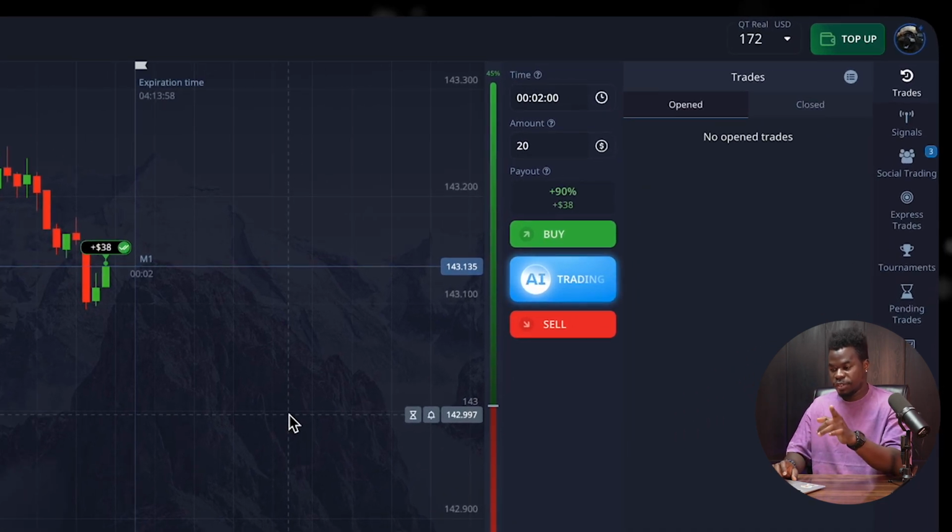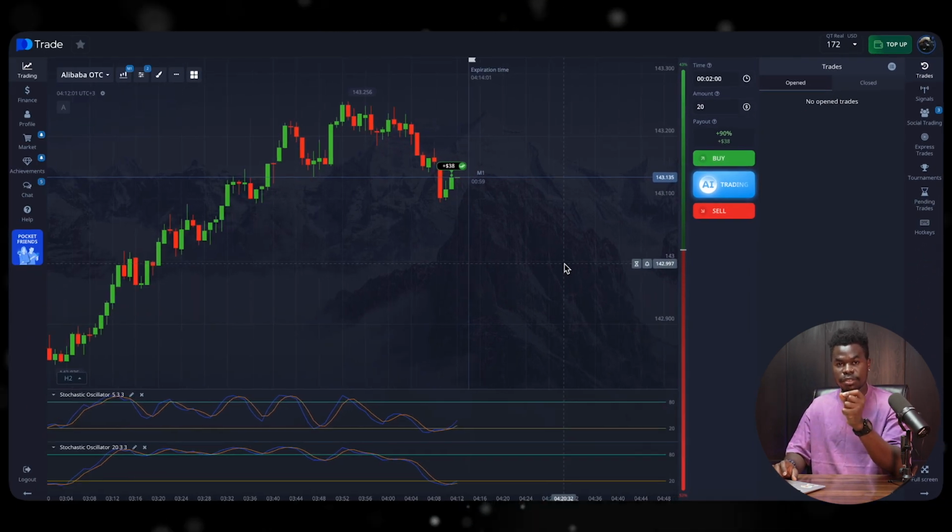So the trade closes in profit, bringing the balance to $172.